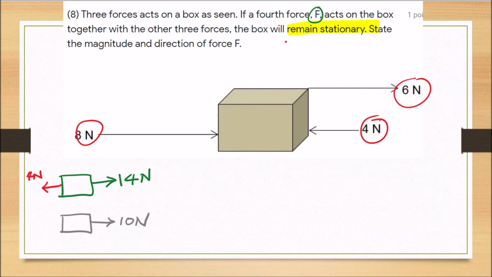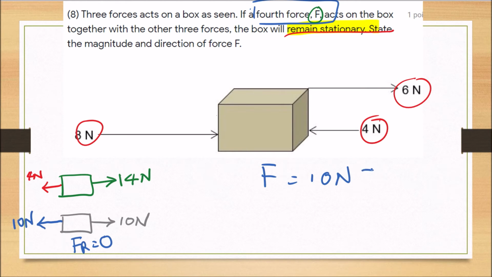So in order for it to remain stationary, I will have to apply a force, also 10 newtons, to the left. Then I will get a resultant force of 0. So therefore, this F here, the fourth force, should be 10 newtons. Sorry, it should be 10 newtons to the left. Okay. So this is how you do it. So do read the question very carefully, because a lot of students thought that the question is asking you to find the resultant force, but actually it is to find the force that will keep the box stationary.